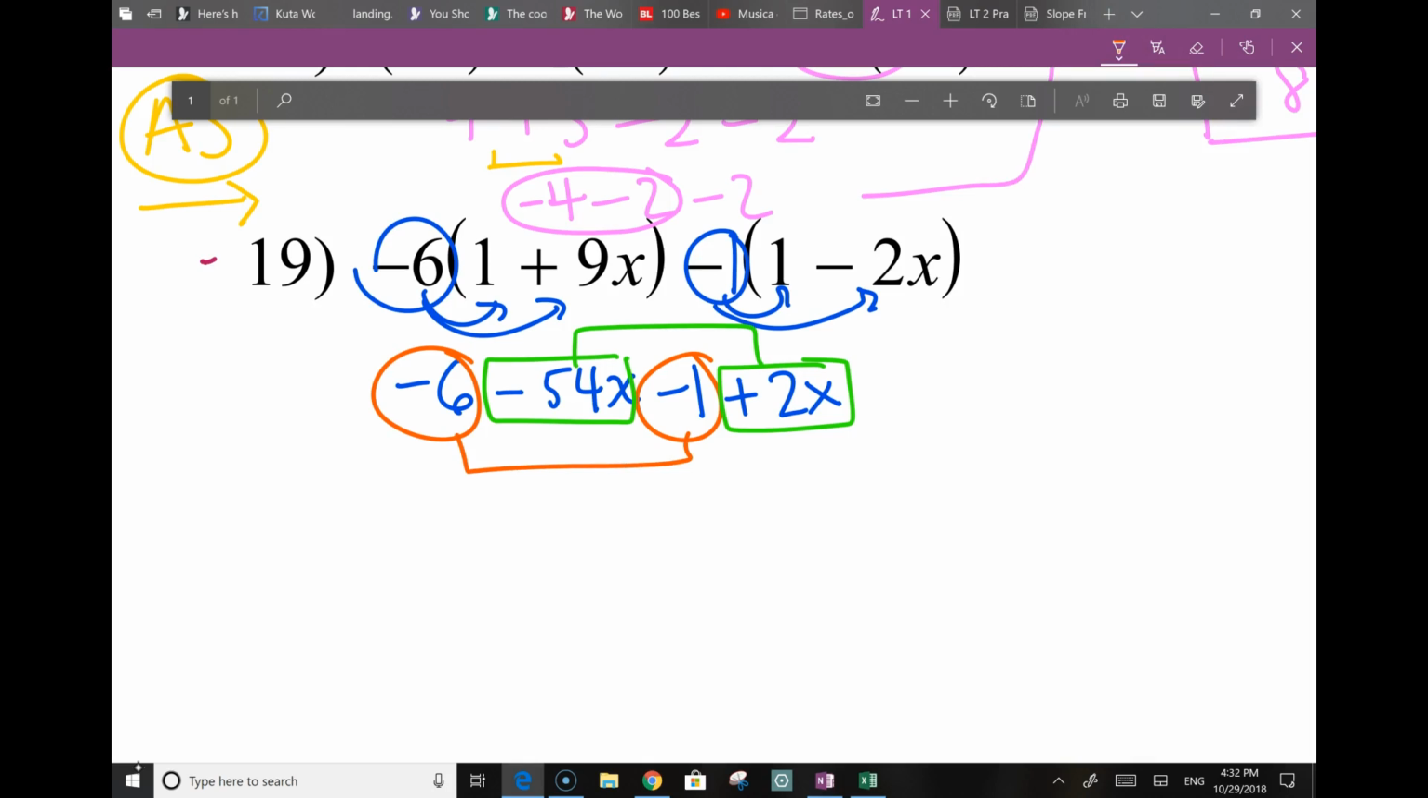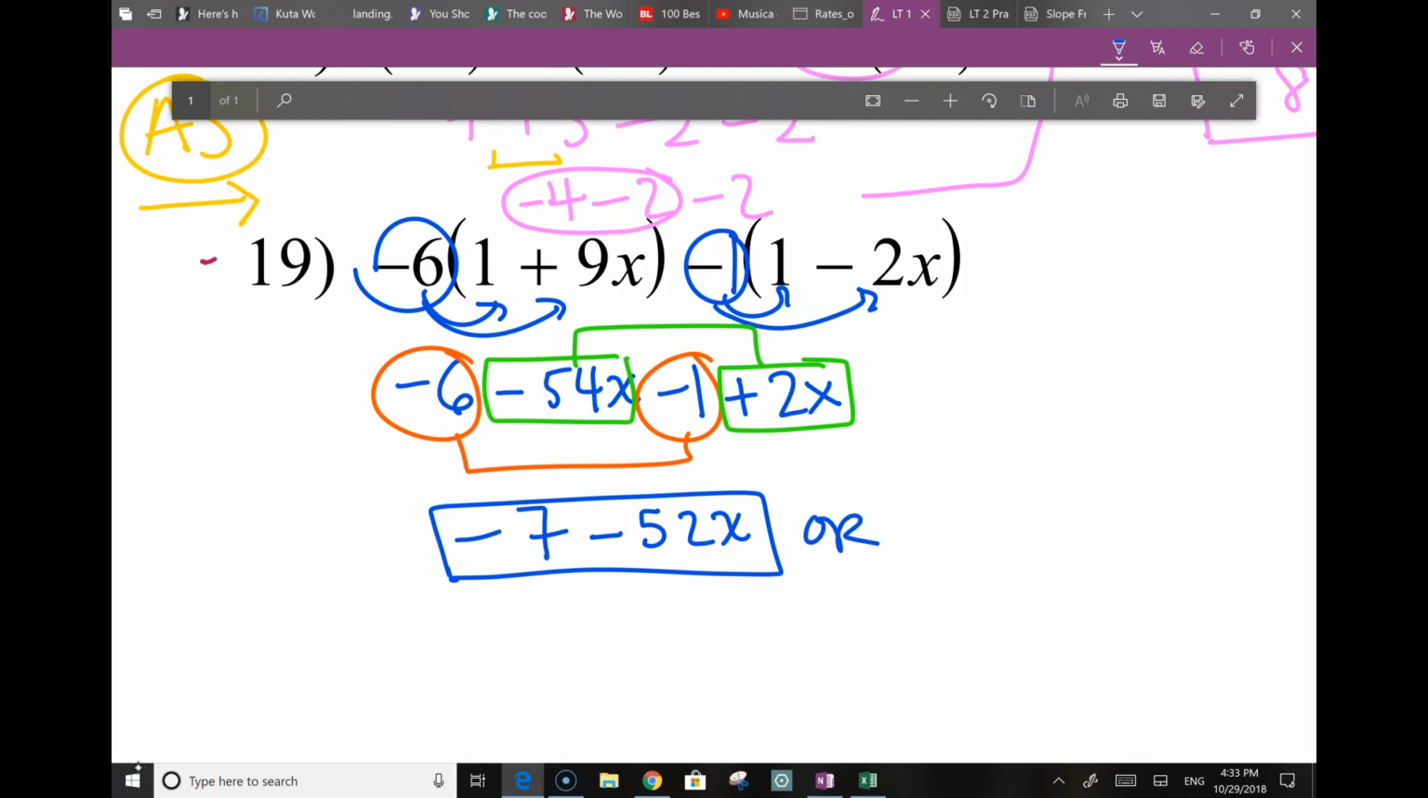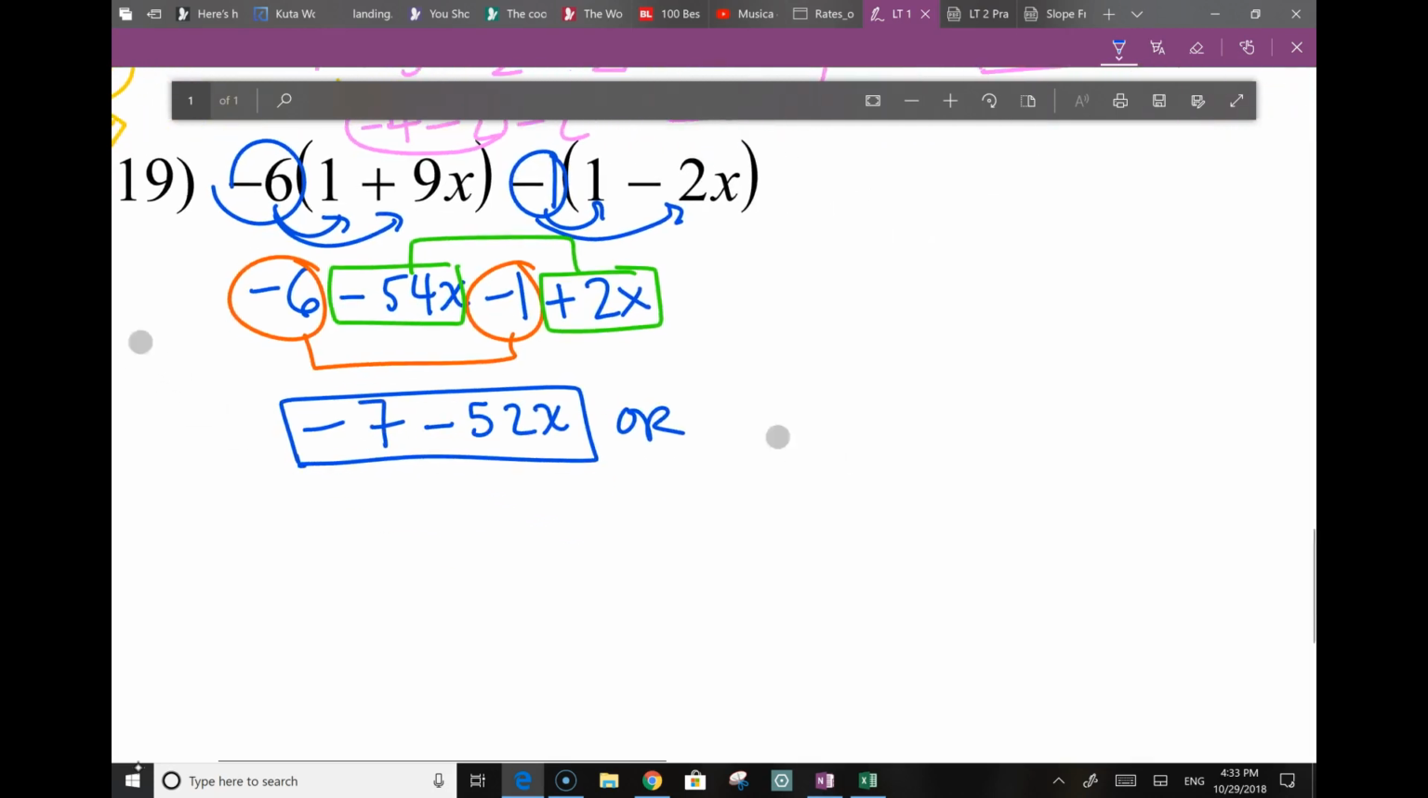So negative 6 minus 1, that will be negative 7. So negative 7. Negative 54x, these are now the green ones. So negative 54x plus 2x would be negative 52x. And that is the end. And once again, you can rewrite this as, if you want to, you could put the x term first and write negative 52x and then minus 7, okay?